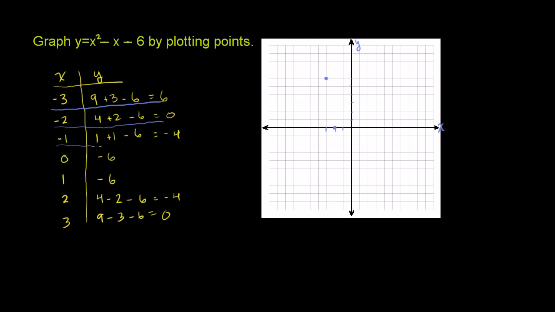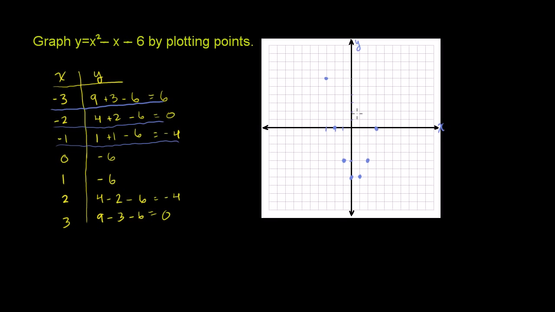Then we have -1 comma -4. -1, 1, 2, 3, 4, -4 is right over there. Then we have 0, -6. x is 0, y is -6. So it's that point right there. Then we have 1, -6. So x is 1, y is -6. And then we have 2, -4. So x is 2, y is -4. And x is 3, y is 0.